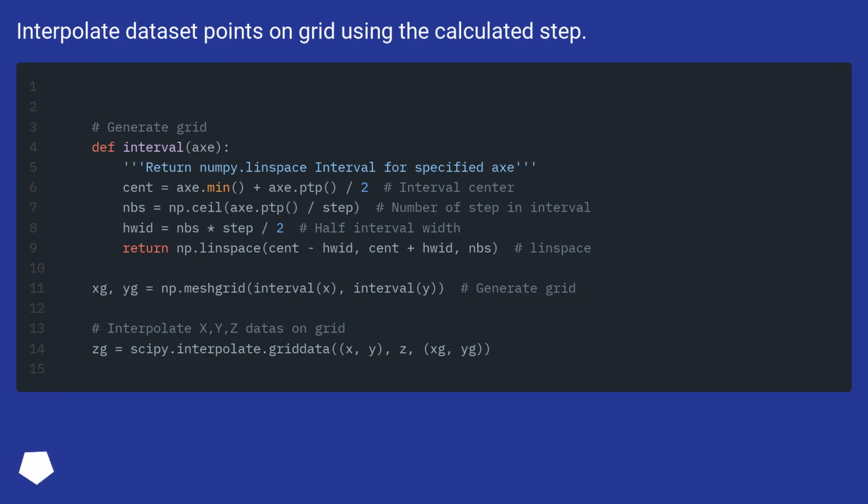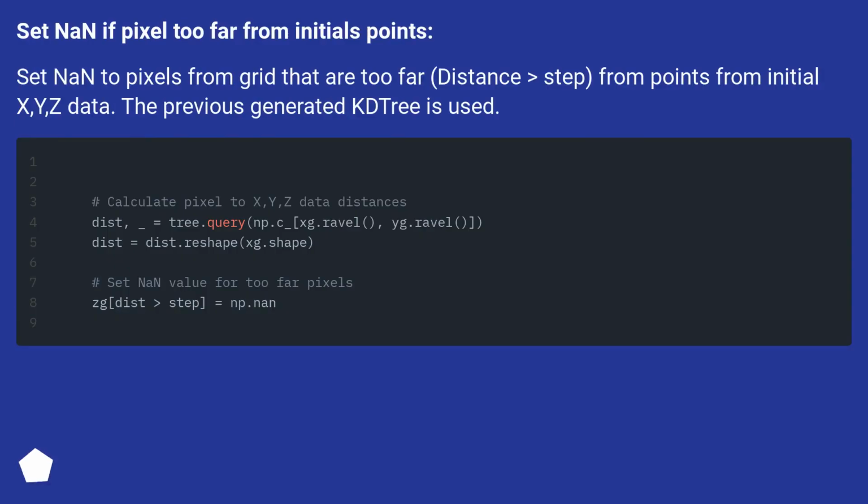Interpolate dataset points on the grid using the calculated step. Set nan if a pixel is too far from the initial points. Set nan to pixels from the grid that are too far, distance above step, from points from the initial x, y, z data. The previously generated tree is used.